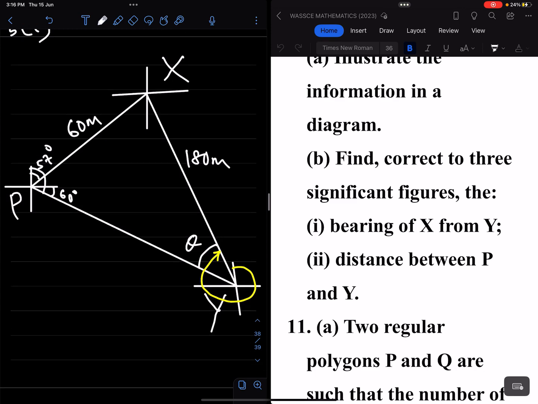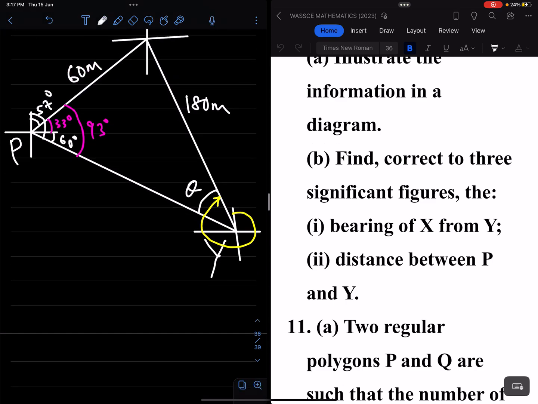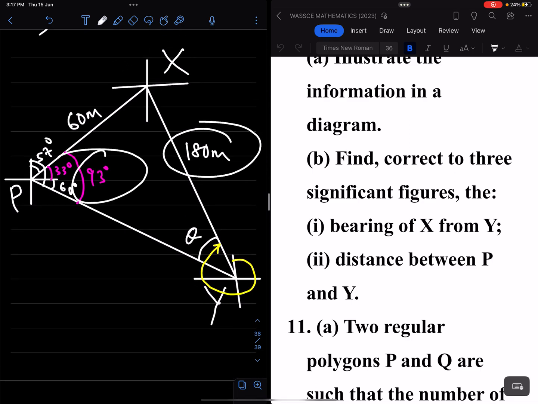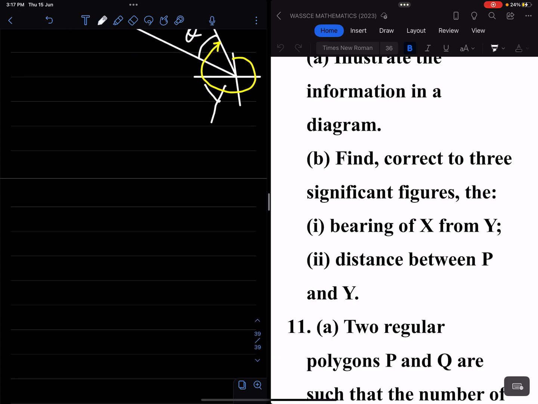Now, if this is 57 degrees, then this small angle will be 90 minus 57, which is 33 degrees. That means the whole of this angle is 93 degrees. And now I can find theta. How do I do that? I can say 60 over sine theta is equal to 180 over sine 93 degrees. I'm using the sine rule.